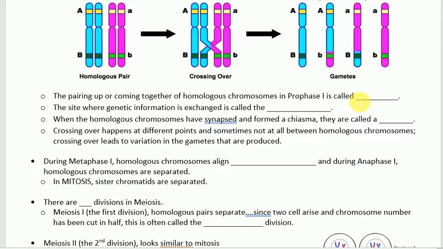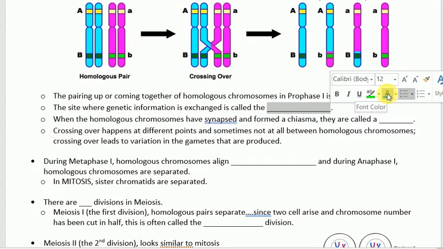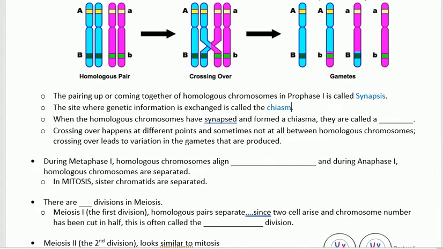So this pairing up during prophase 1 is called synapsis. And the site where that information is exchanged is called the chiasma. So when those homologous chromosomes have synapsed and they form that chiasma, they are now going to be called a tetrad.